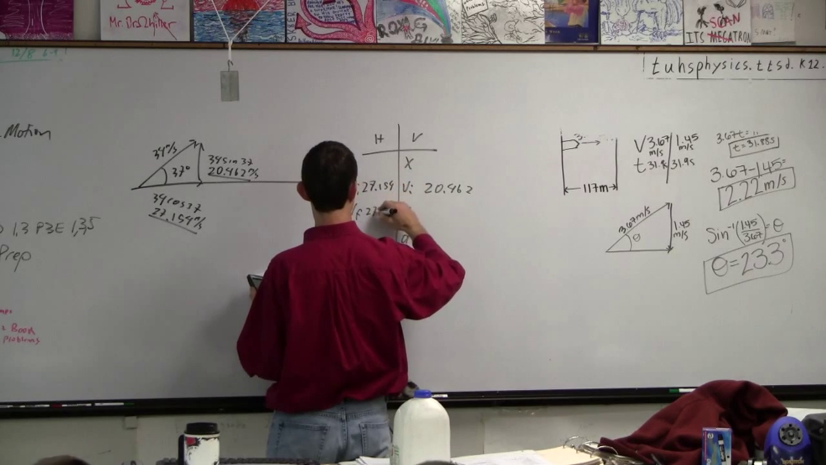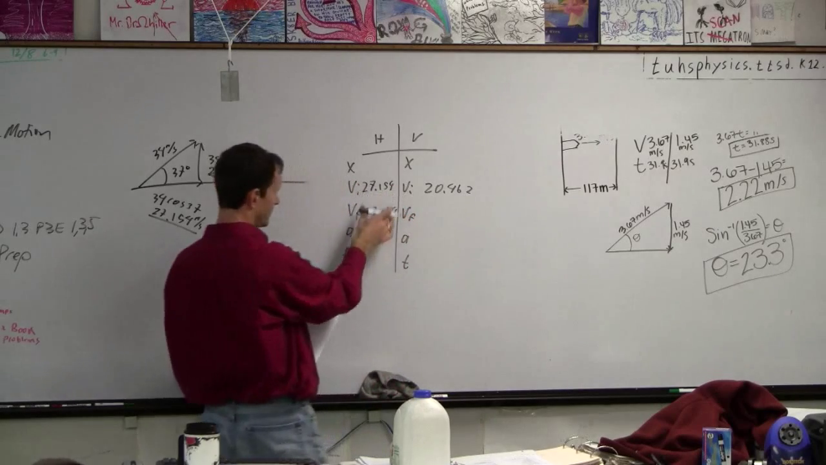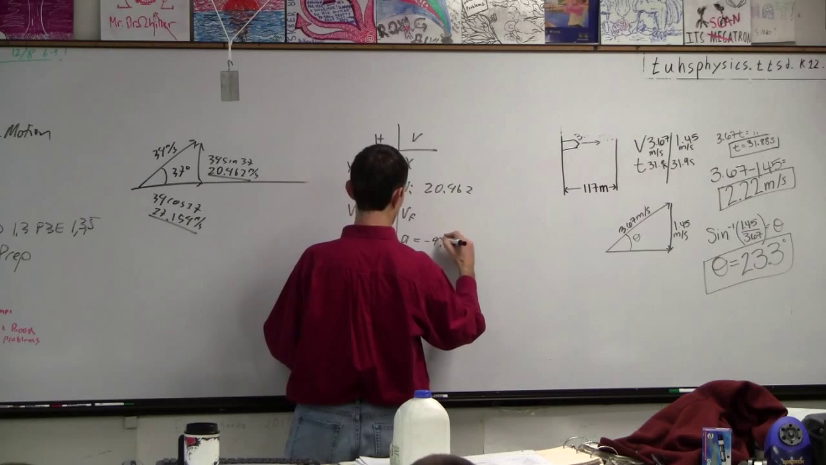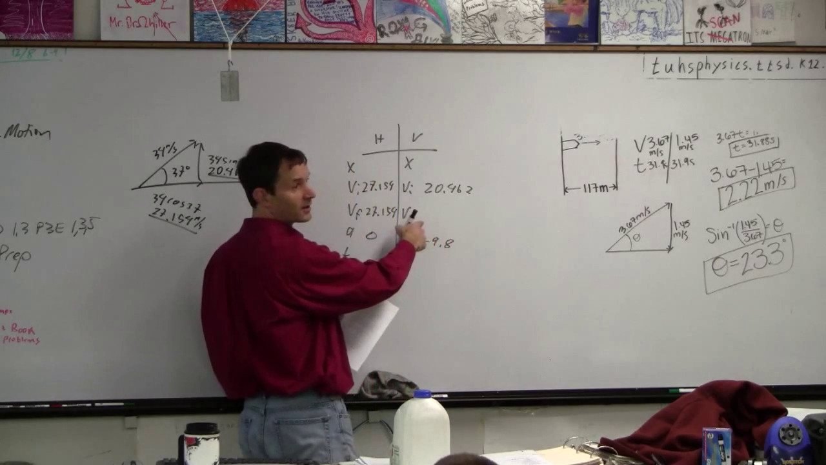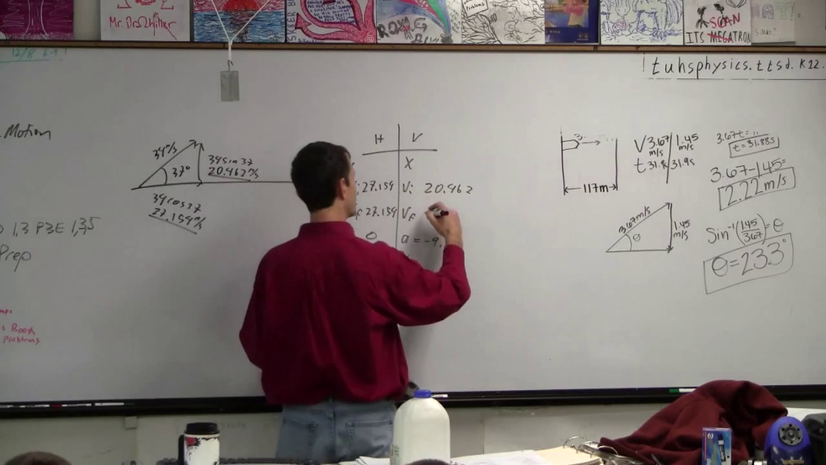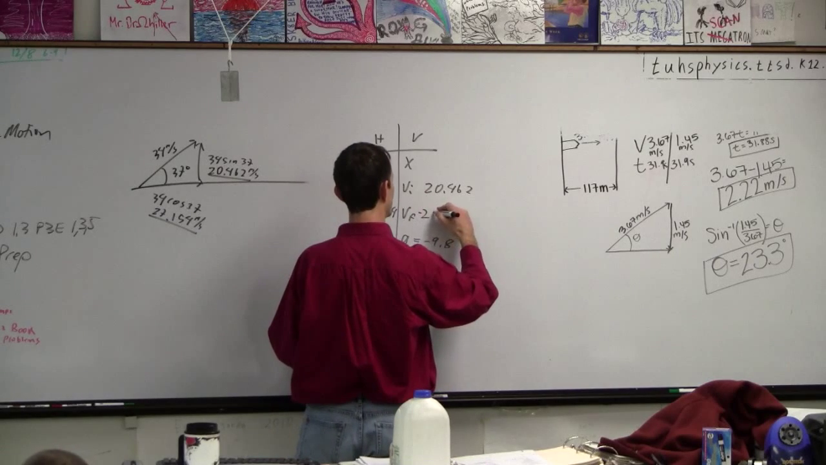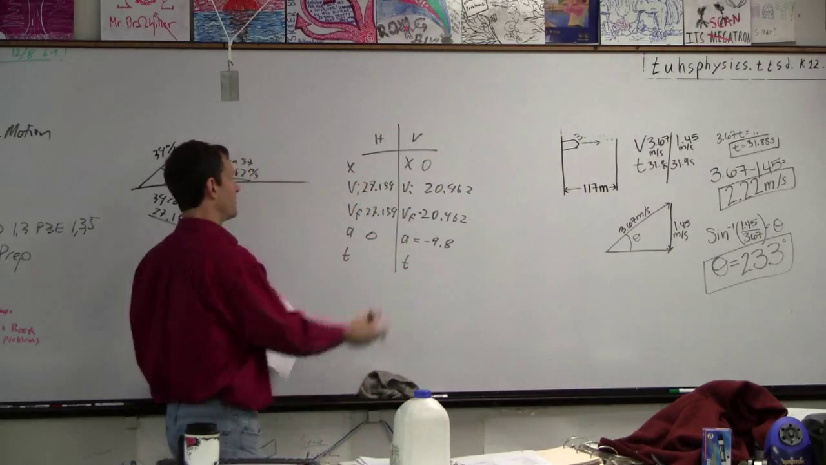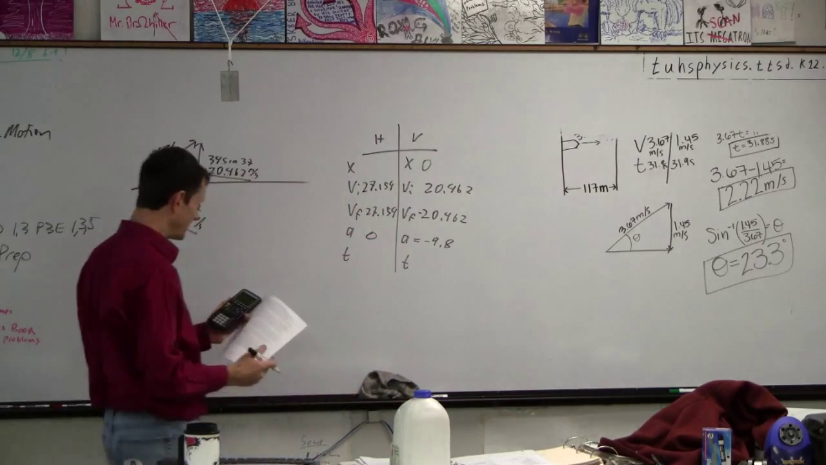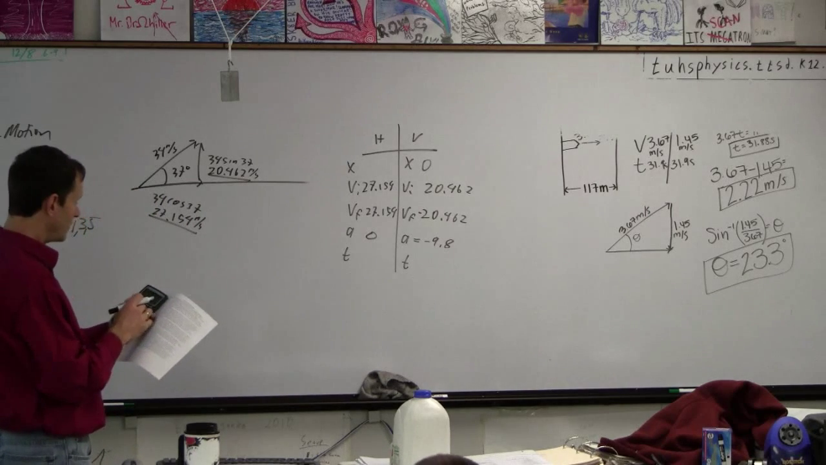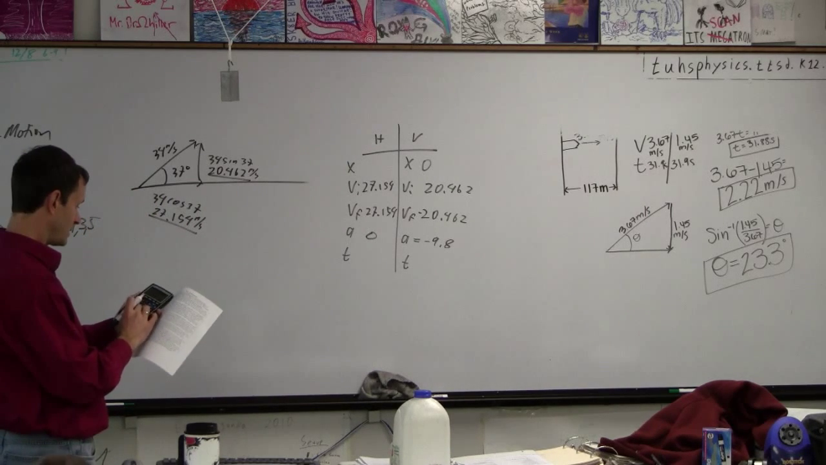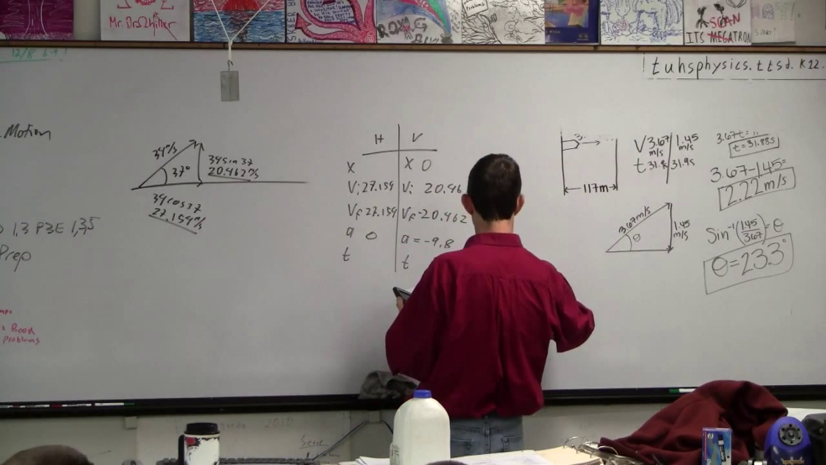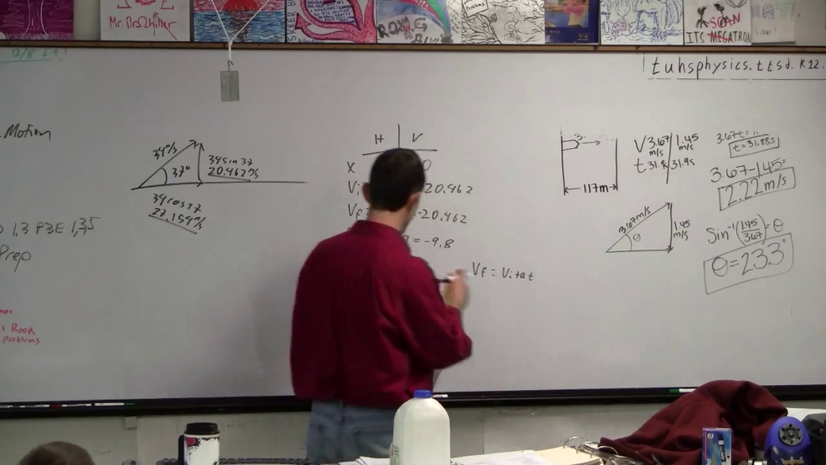The horizontal 27.154 doesn't change because acceleration there is 0. The vertical acceleration is negative 9.8. And what's our final here? It's negative that initial value, because it's going to go up and come down. This guy's 0. We almost have the time. So my favorite formula is VF equals VI plus AT, which would get the time.